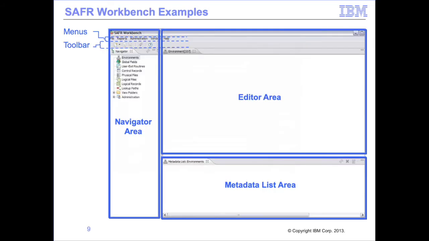The Saffir Workbench is used to add, change, and delete Saffir metadata. It contains a menu and toolbar and consists of multiple display areas, or frames. The Navigator area displays the types of metadata available. The Metadata List area displays a list of items for the selected metadata type. And the Editor area is the part of the screen where you modify metadata items.